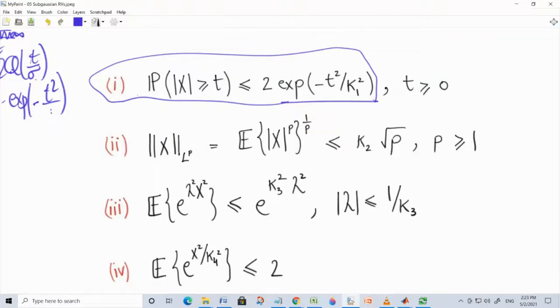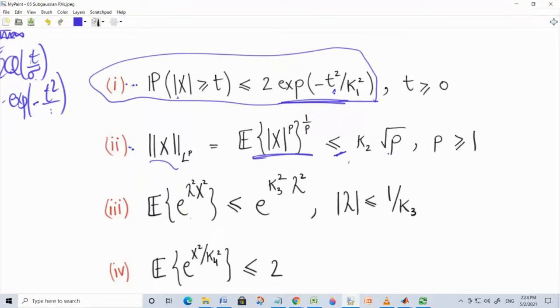So sub-Gaussian random variables, if you think about the tail probabilities, decay in this particular form. If you ask about their moments, the p-th moment raised to the power 1 over p, sometimes called the Lp norm of the random variable, is upper bounded by square root of p. Now this property 1 implies 2, and 2 implies 1. So if this is satisfied, that will be satisfied, and vice versa.